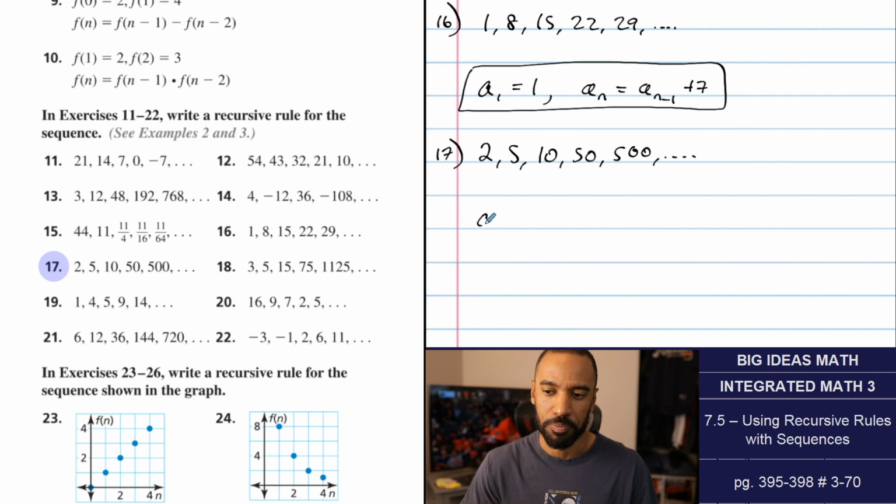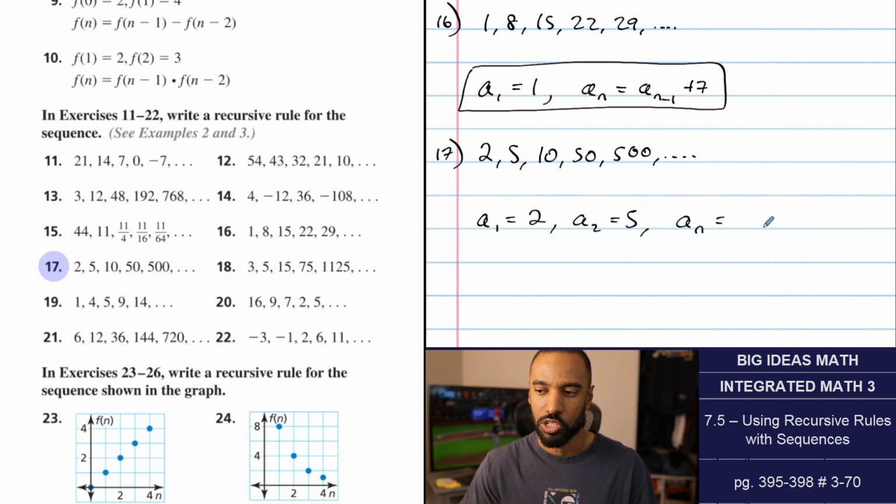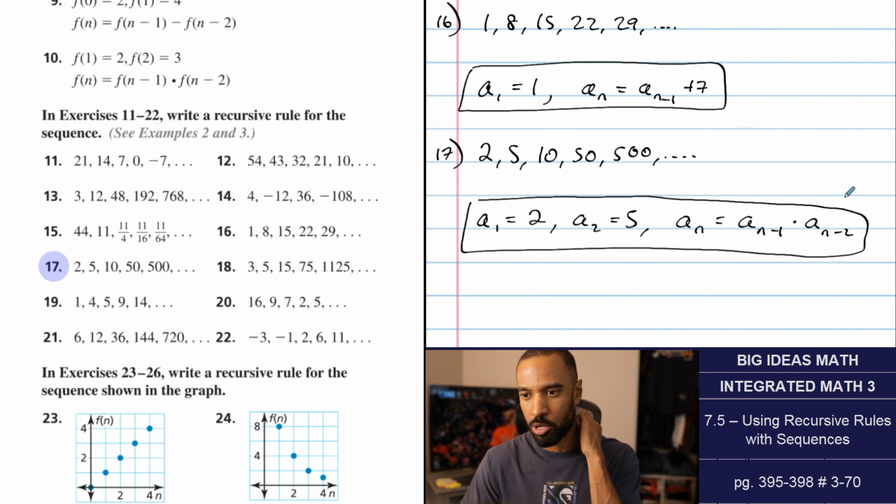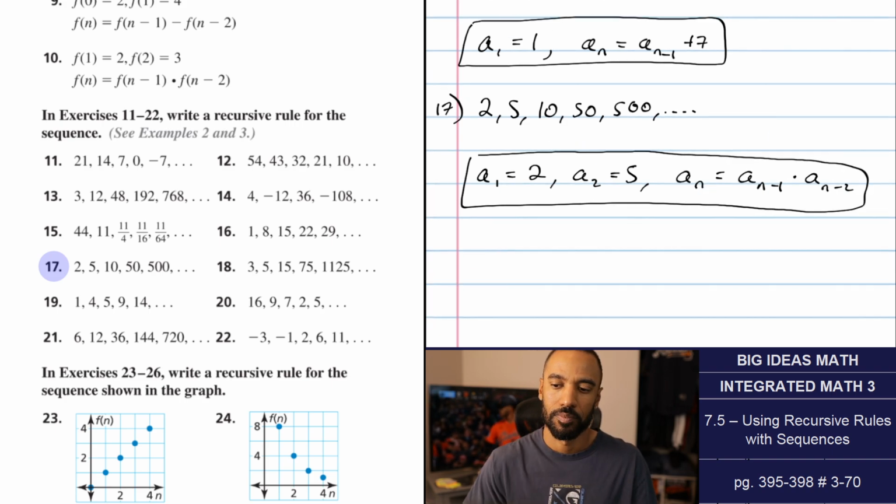So here's what you're going to need to do. Write out the first two terms because they're dependent on it. The first term is 2. The second term is 5. And any term after this takes the two previous terms and multiplies them together. So the previous term right before and the term before that one. That way we can find the third term, taking the second term and the first term and multiplying them.